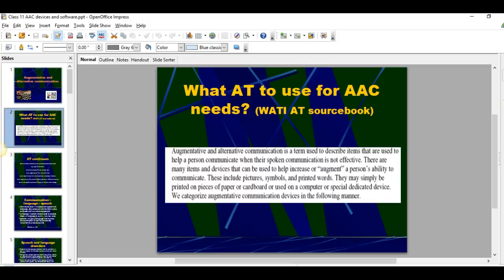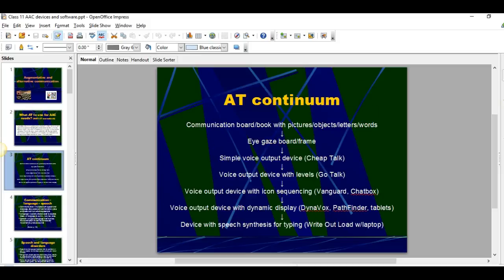Augmentative and alternative communication is a term used to describe items that are used to help a person communicate when their spoken communication is not effective. There are many items and devices that can be used to help increase or augment a person's ability to communicate. These include pictures, symbols, or printed words. They may simply be printed on pieces of paper or cardboard, or used on a computer or special dedicated device. We categorize augmentative communication devices in the following manner.